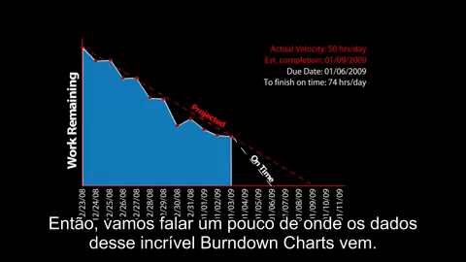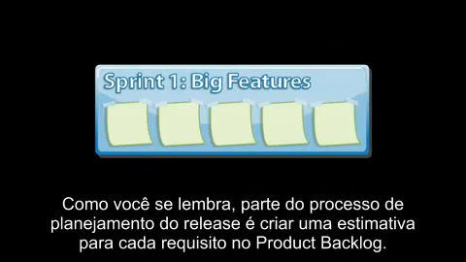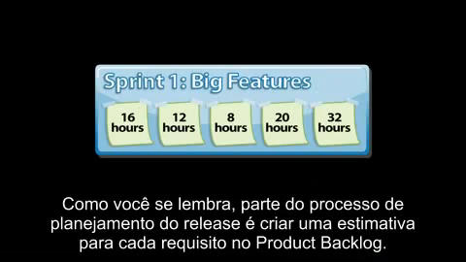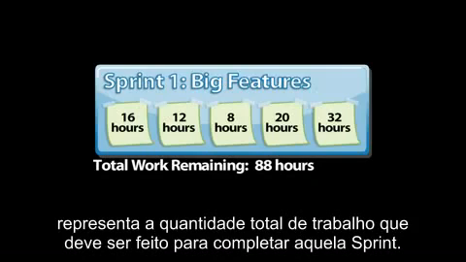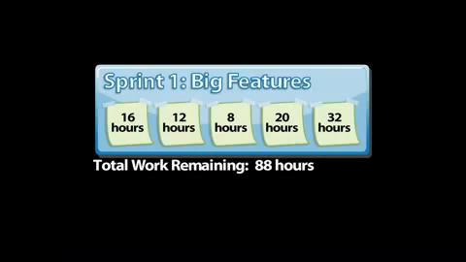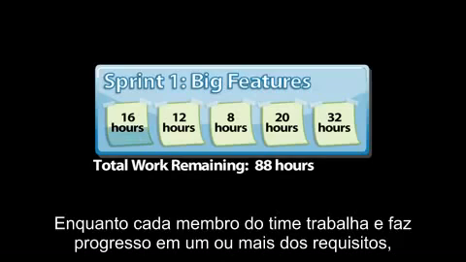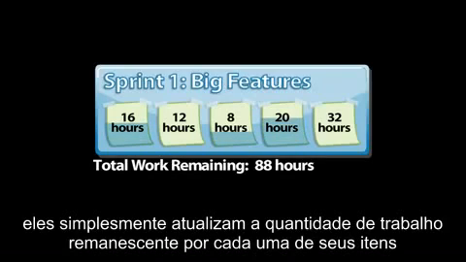So let's talk a little about where the data for this incredibly useful burn-down chart comes from. As you recall, part of the release planning process was to create an estimate for each feature in the product backlog. The collection of these estimates for a given sprint represents the total amount of work that must be done to complete that sprint. As each team member goes through and makes progress on one or more of the features, they simply update the amount of time remaining for each of their own items.